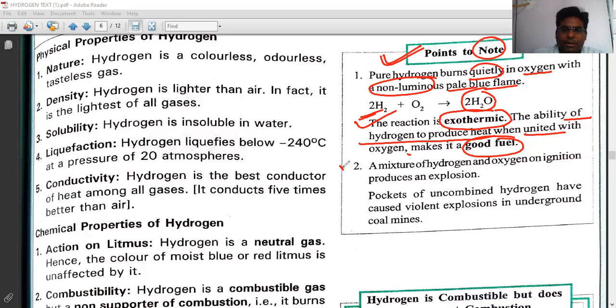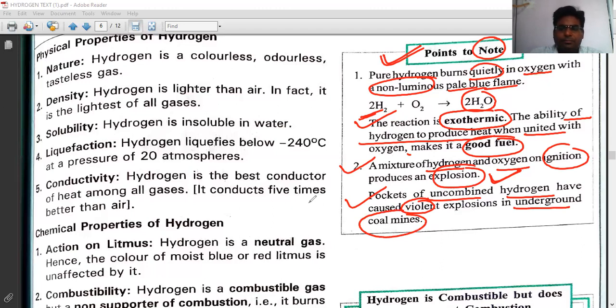Now look at the next point. A mixture of hydrogen and oxygen on ignition produces explosion. So we know when we are combining the oxygen and hydrogen gas, it produces lots of energy, as I have told you before. Next point is pockets of uncombined hydrogen have caused violent explosions in underground coal mines. Sometimes explosion happens in the coal mines now due to this hydrogen gas. So this is the point. If you want to write, you can write.